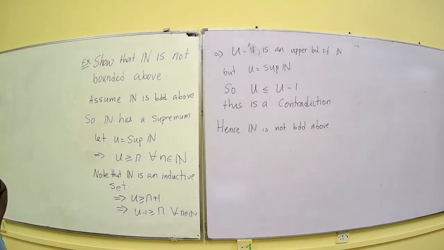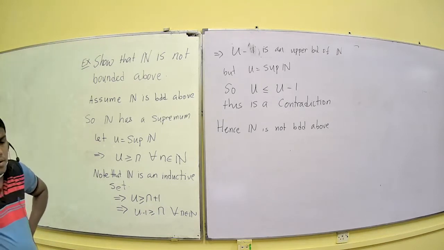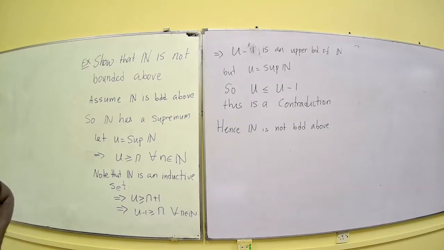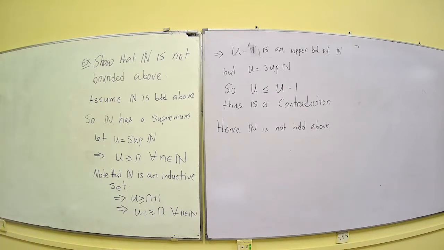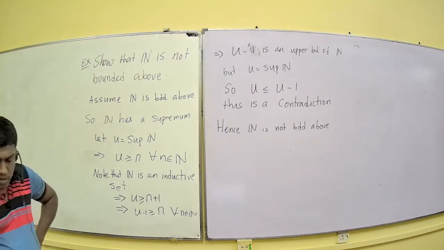Okay, so this is how we prove that the set of all natural numbers N is not bounded above, but clearly you know it is bounded below, right? Because every number in the natural number set is greater or equal to 1. So clearly it is bounded below, but not bounded above.